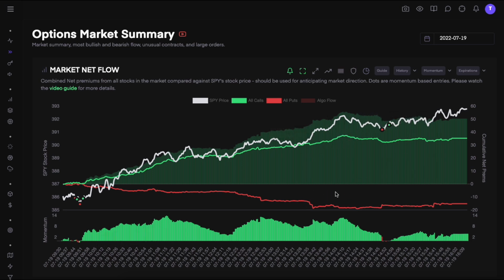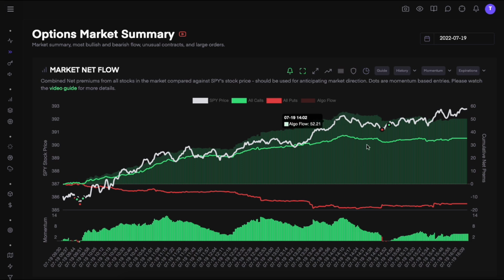This is based on options flow for all stocks for all expirations, so it's completely unfiltered. The only filter we apply, which is proprietary to us, is that we try to remove a lot of the non-directional flow, which is where the utility and the alpha in market net flow comes from. What's left is the directional flow, and it tells us the direction pretty well.